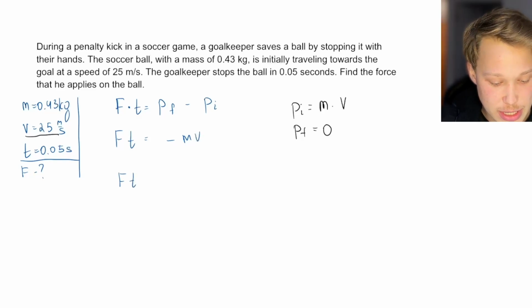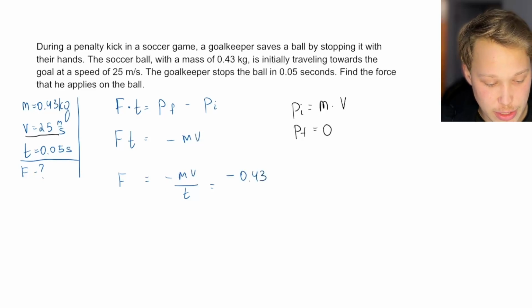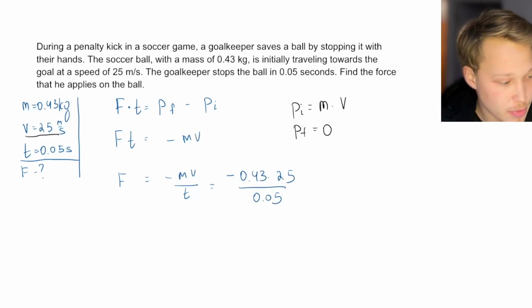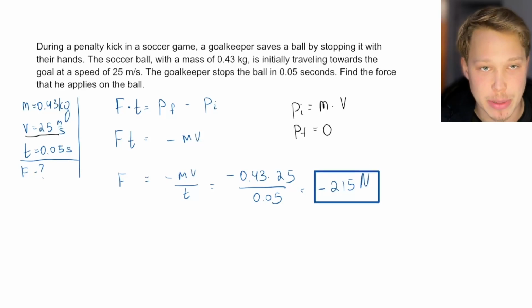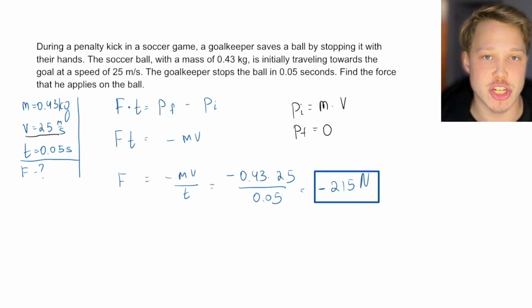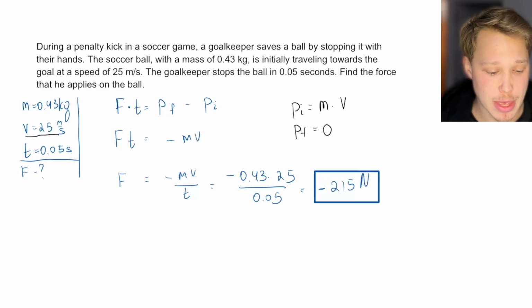Dividing both sides then by t, we can calculate our force. So negative 0.43 times the velocity over time, we have an answer of negative 250 newtons, and the negative sign here just indicates that the force that he applies is opposite to the direction of motion. Great. So as you see, a pretty straightforward problem. Now let's take a look at the next example.